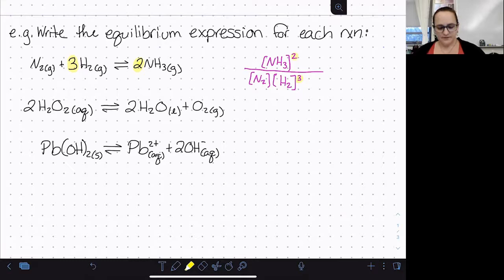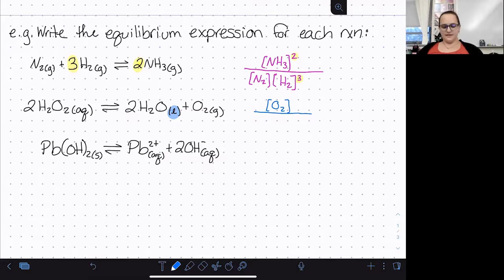In the second reaction, we do want to notice that we have a liquid here. So that one we are just going to skip over, just ignore it. That's all there is to it. So for this one, starting on the product side, water we're going to ignore because it's a liquid. It has a constant concentration, so it's not going to affect our equilibrium. O2 is a gas, so that will be included. It has a coefficient of 1, exponent of 1. That takes care of our numerator.